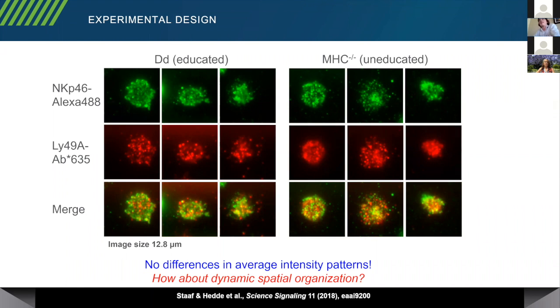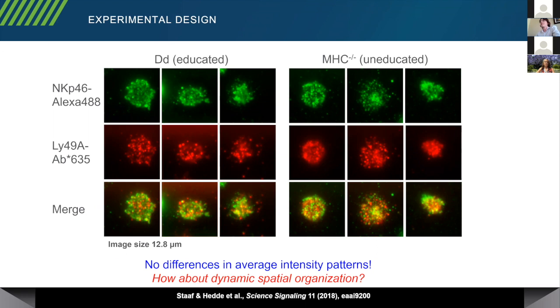So here are some exemplary images of those cell contacts with the surface. The block that you can see on the left are the regular cells from the regular mice, so they may be educated. And the block on the right are the ones where the MHC is knocked out, so they're all uneducated. The top row with the green color code represents the activating receptor that had been labeled with a green fluorophore. The middle row, the inhibitory receptors labeled with a red fluorophore. And the bottom row is just the merge of the two images, and you can see that the activating and inhibitory receptors are in different places.